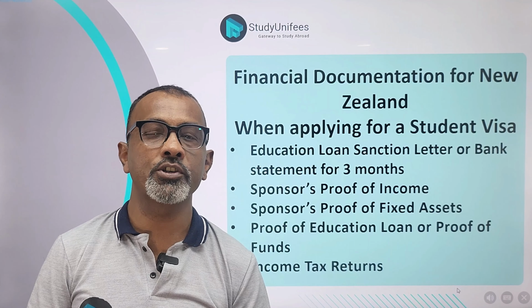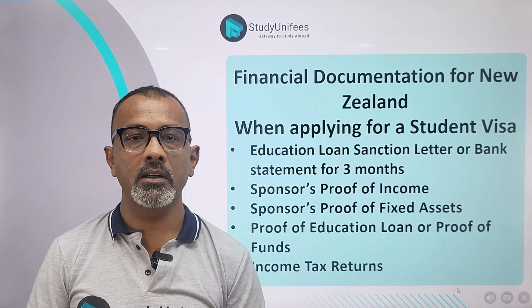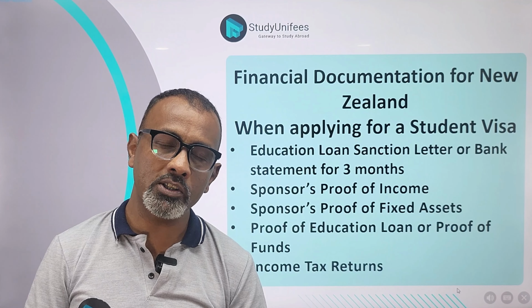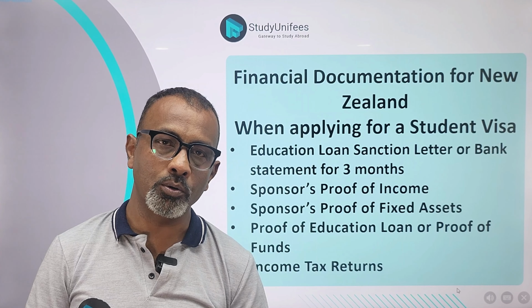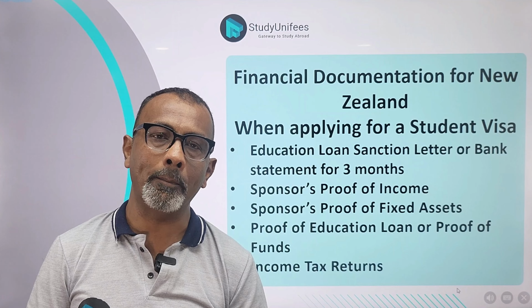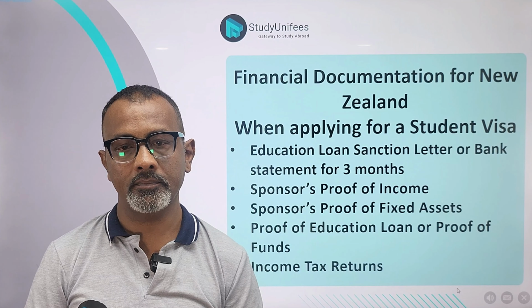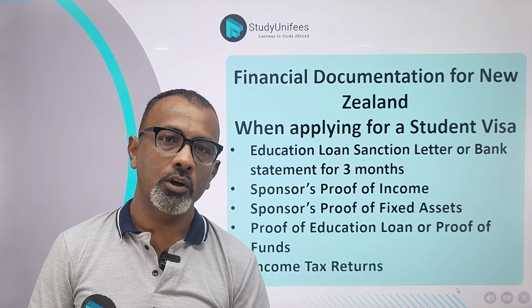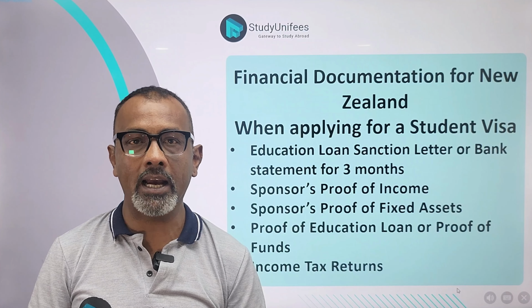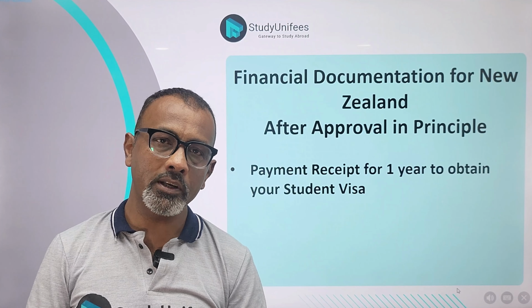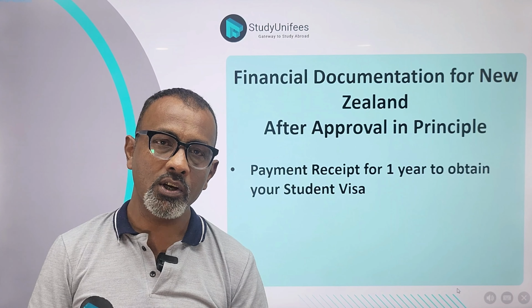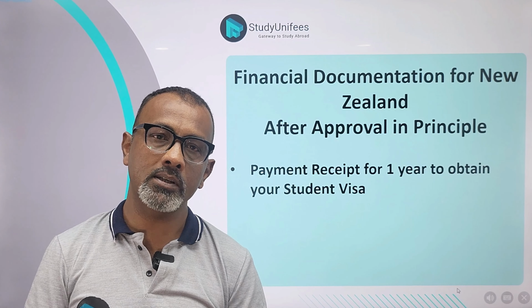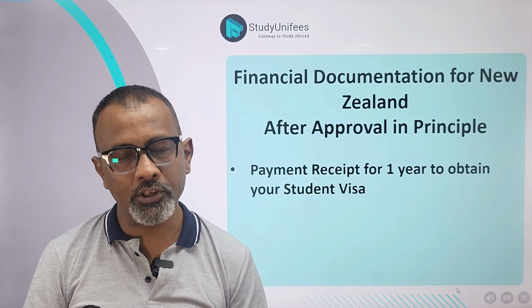When you're applying for a student visa, first, include an education loan sanction letter or a bank statement. Also include your sponsor's proof of income and proof of fixed assets. Finally, make sure you include your sponsor's income tax returns. Once your New Zealand visa has been approved in principle, pay the fees for 1 year and then submit a receipt to get your visa.